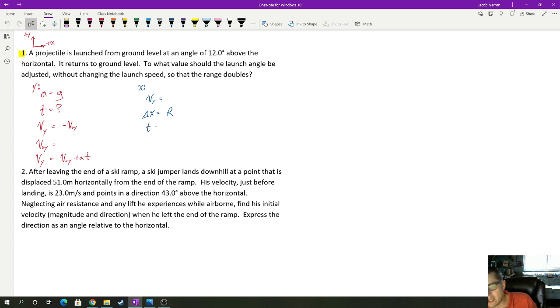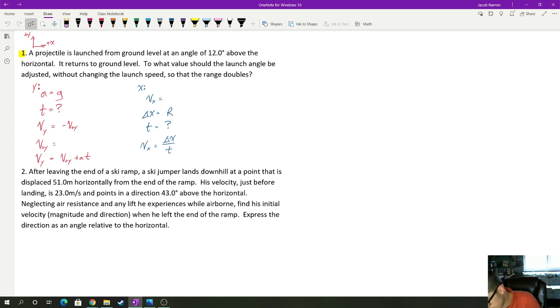But the only equation that we can use in the x direction, because there's no acceleration, is vx equals delta x over t. Okay? vx equals delta x over t. That's the only equation we can use because it does not have acceleration in it. It's not accelerating in the x direction. There's no gravity acting in the x direction.